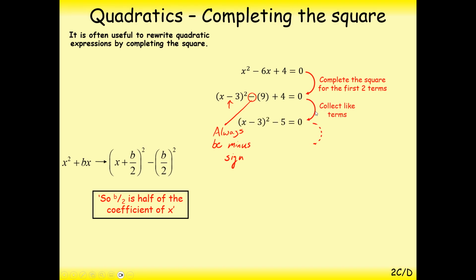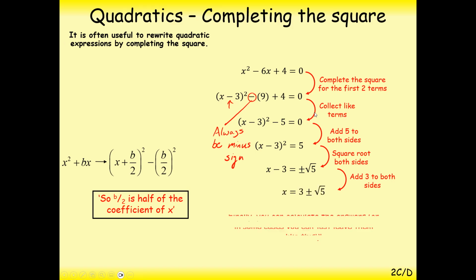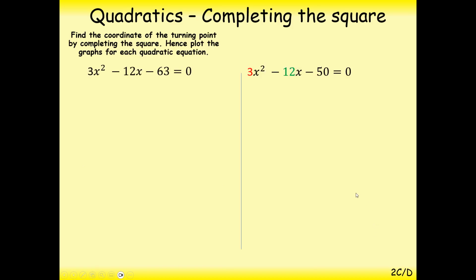And then when we have to solve this equation, we take 5 to the other side, take the square root of 5, and then add 3 to both sides. So you end up with two answers. These two decimal points are where the graph will cut the x-axis. Alright, so I suggest you pause the video, think carefully about these two problems, have a go at them, complete the square.